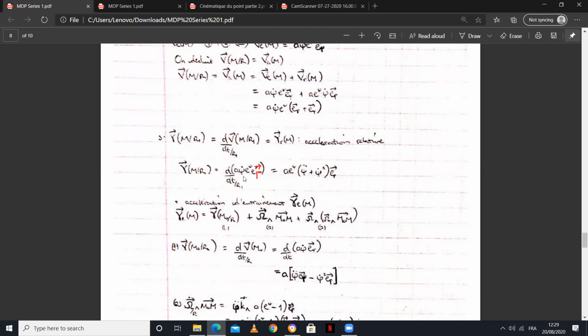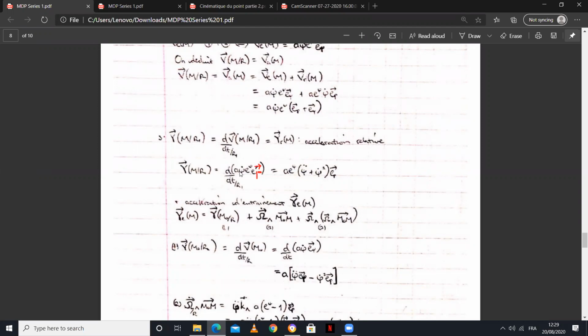Then after deriving phi point, we're going to derive exponential de phi par rapport au temps. So when you derive exponential de phi par rapport au temps, you'll be deriving the power there with respect to time. It's going to become phi point. So when you derive the power there, you multiply the entire expression with that derivative that you get.